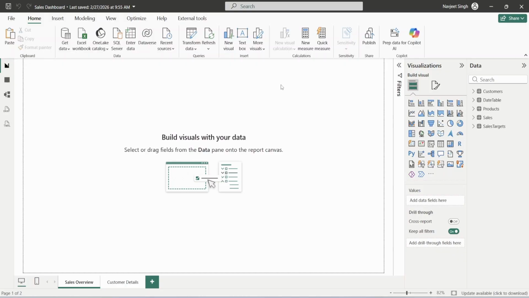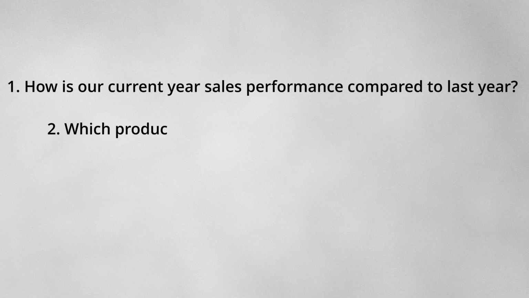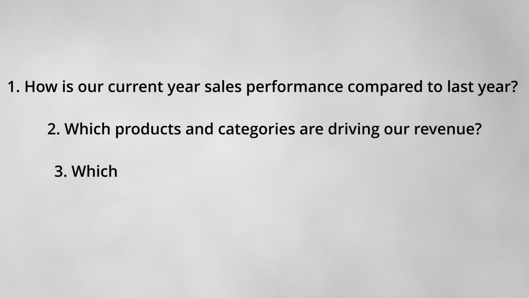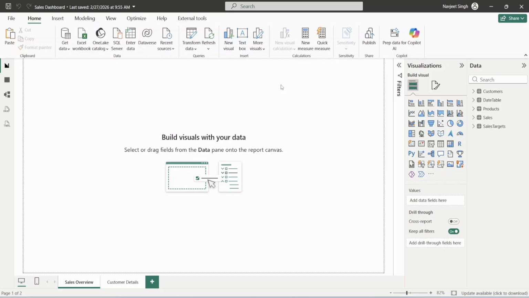and then we will build the KPIs and the visuals to answer those questions. The first question is, how is our current year sales performance compared to last year? The second question is, which products and categories are driving our revenue? And the last question for this page is, which regions and cities contribute the most to sales? So we will first create the KPIs, and then we'll create visuals to answer these questions.